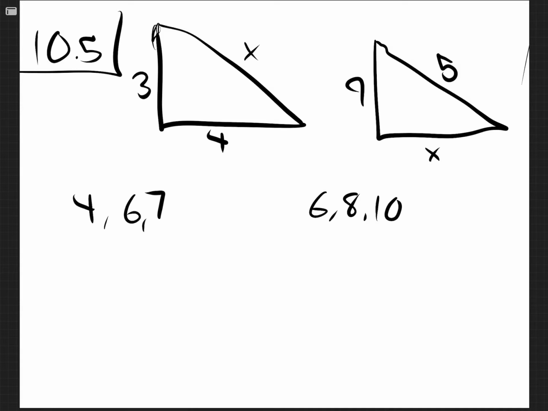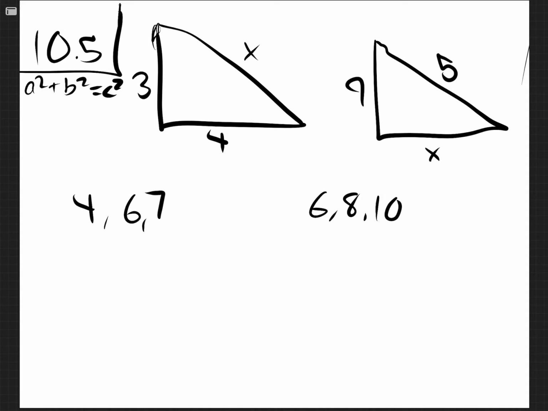So this is section 10.5, and for this section we're using the Pythagorean theorem. If you recall, the Pythagorean theorem is a squared plus b squared equals c squared. And to use this, we have to solve these triangles. We have to solve for x.